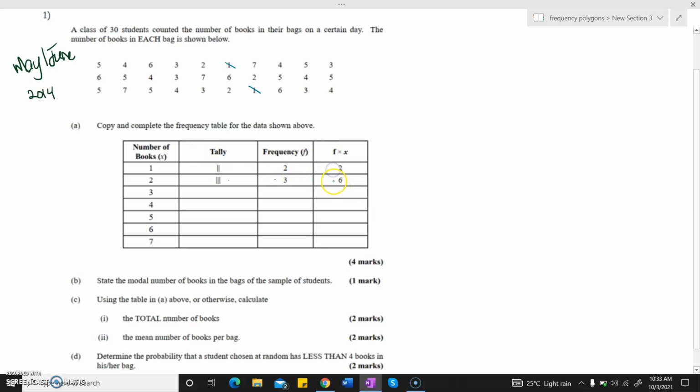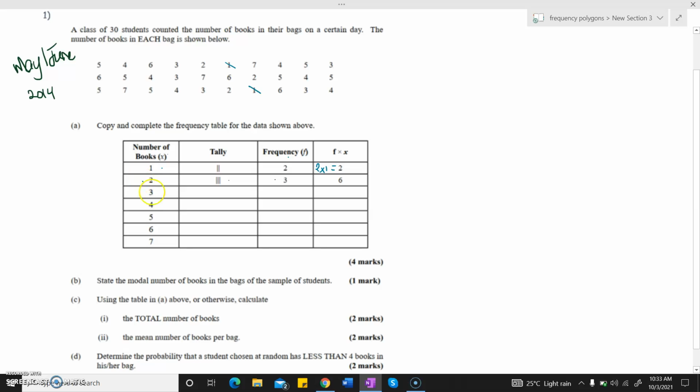So for the last column, f times x, the frequency is f, and the x is the number of books. So how did they get that? They just said f, which in this case is 2, times the x, which is 1, and that's how they got 2 times 1 is 2. That's how they got that, right?